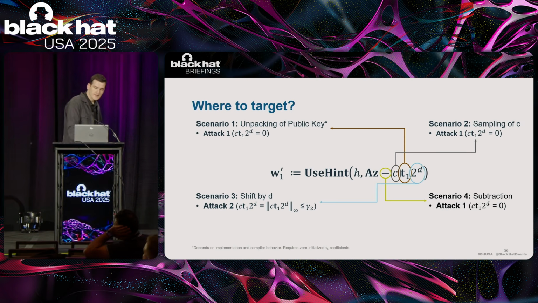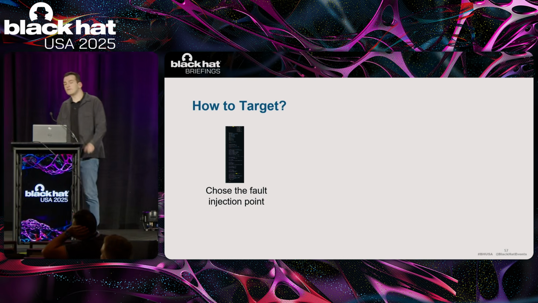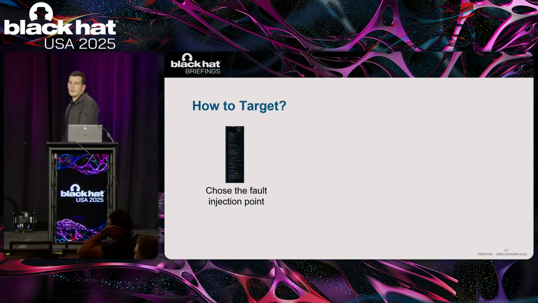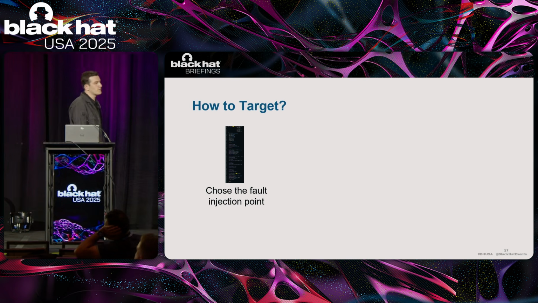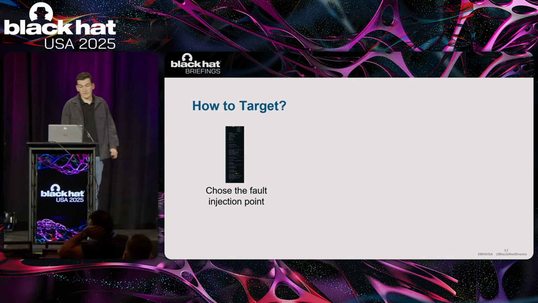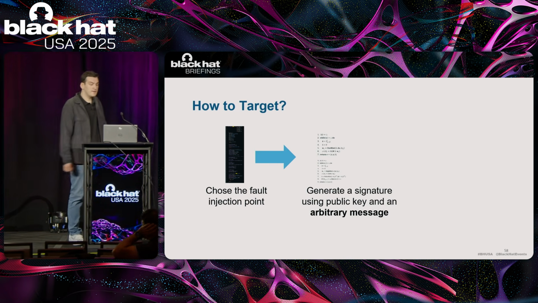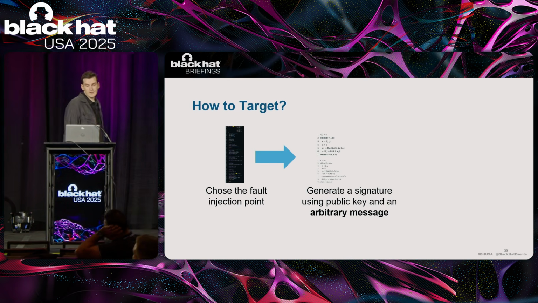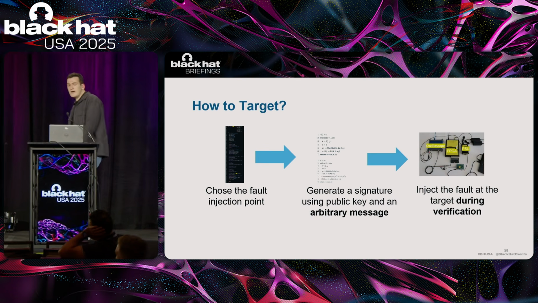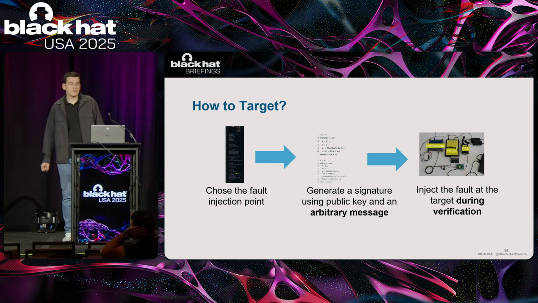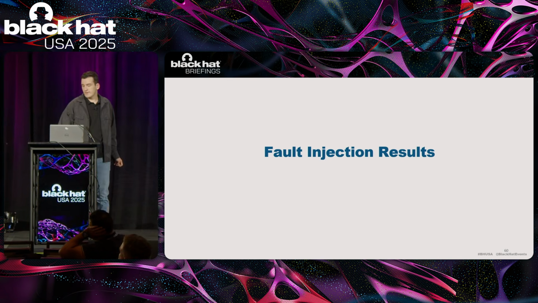And this is our attack map for Dilithium verification. So for how to target, first you have to choose your fault injection points with one of these scenarios, or even more scenarios based on the implementation. Then you can sign an arbitrary message with a public key using these algorithms. And then you can start to inject the faults into the device during the verification. Let's check the fault injection results.